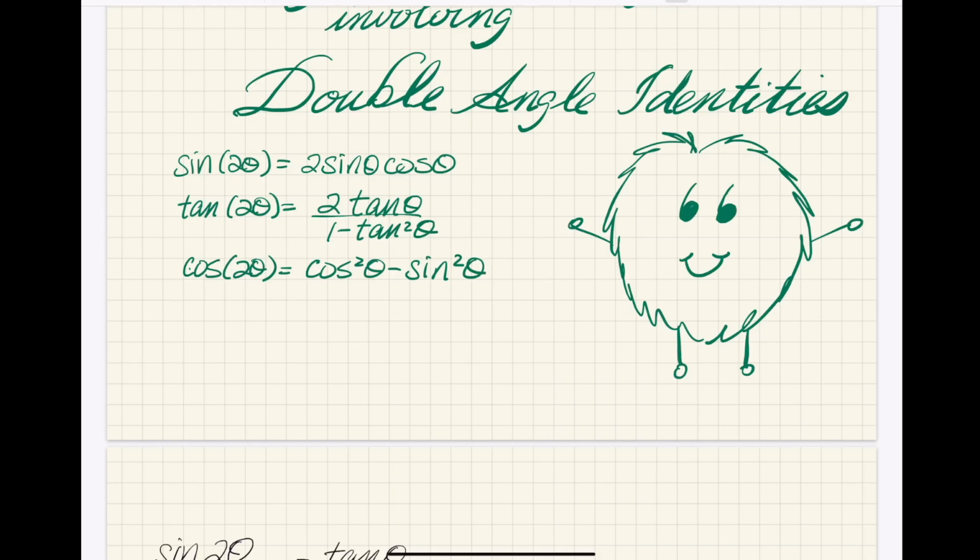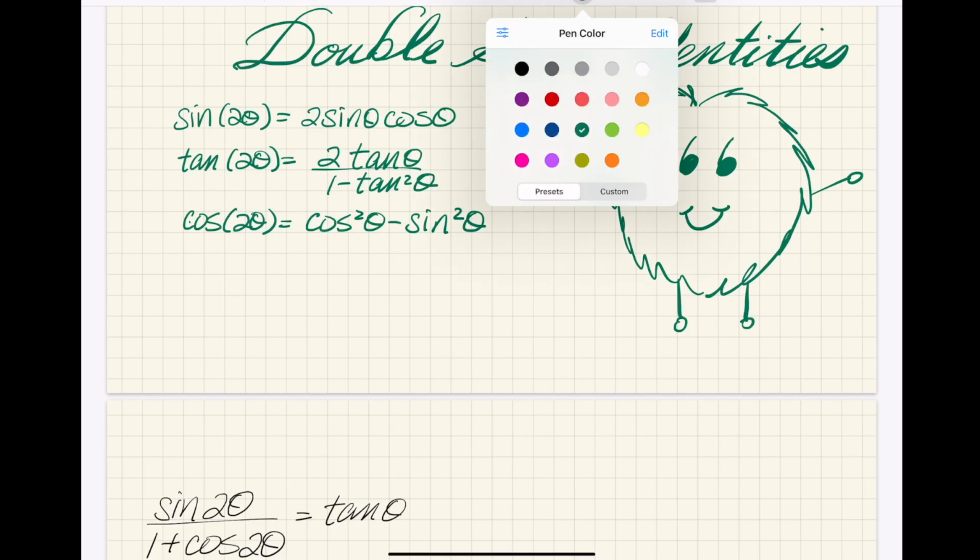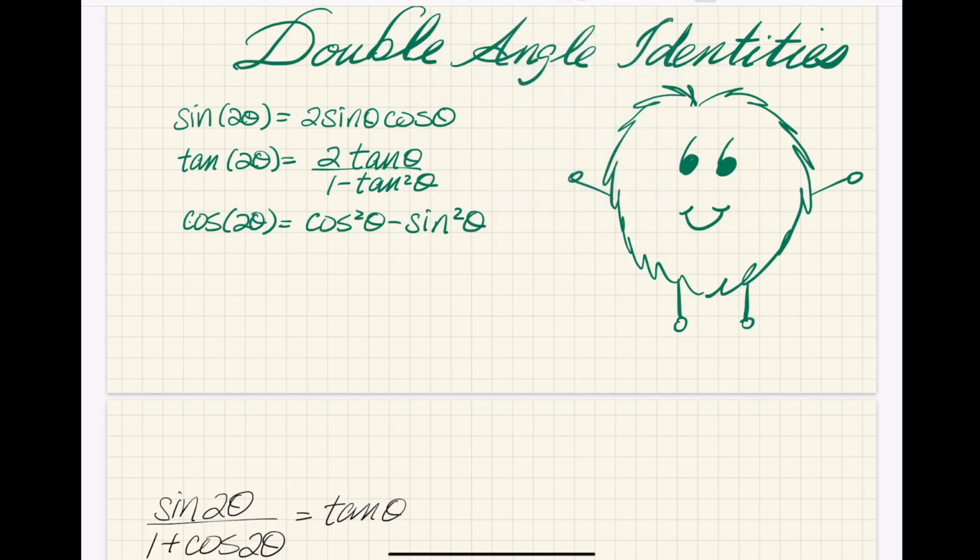Now, I argue that these are the three identities that you have to memorize, but there are two other versions for the cosine of 2 theta, written in terms of just cosine of theta, or written in terms of just sine of theta. And you can memorize those if you would like, but I honestly find that rather difficult. So we're going to use and remember the Pythagorean identity that says that sine squared theta plus cosine squared theta is equal to 1, to write our double angle for cosine of 2 theta in terms of only sine or in terms of only cosine.